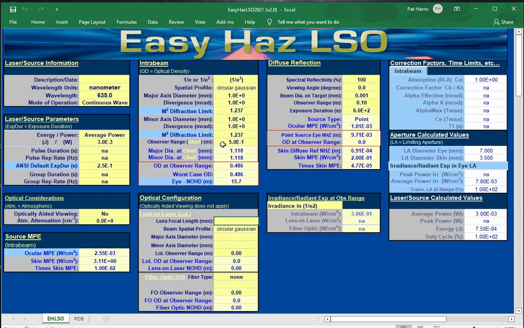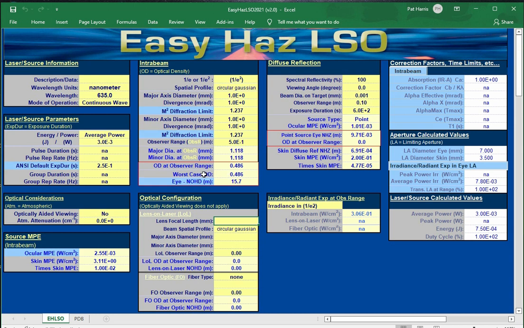And you can see that the beam diameter changed a bit to 1.118 millimeters because the system calculates what the beam diameter is now at this observer range, because that's what we're interested in. We want to know what's happening at the observer. You'll notice that the OD at observer range is 0.486. Also, the worst case is 0.486.